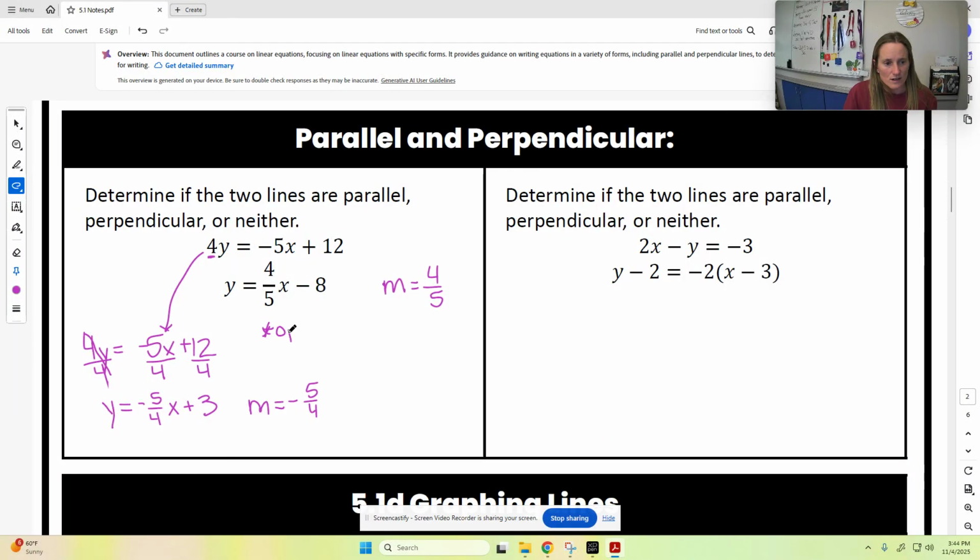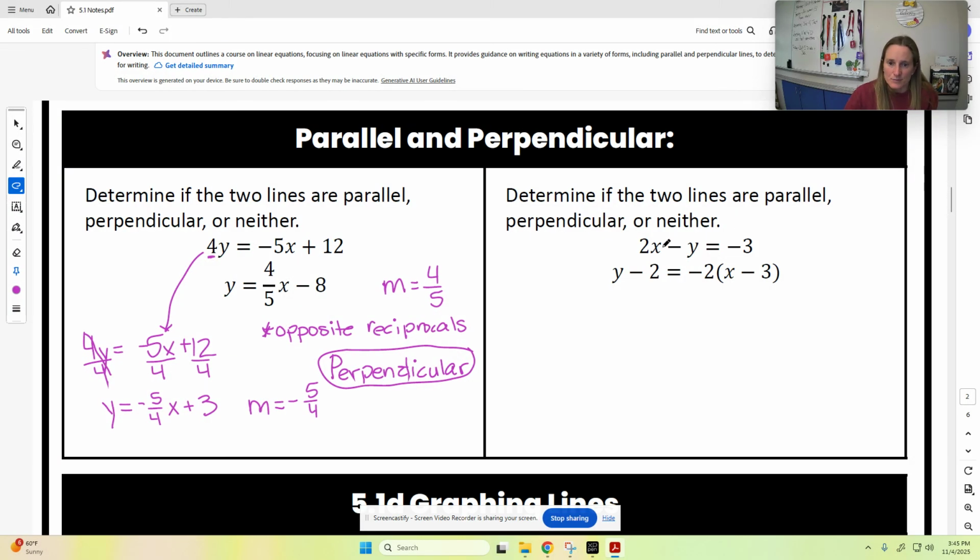So these are opposite reciprocals. And I'm writing this in your notes. You would not have to write that on a worksheet. What you really need to do on the worksheet is make sure you tell me which of these 3 categories they fall into, which in this case is perpendicular. So make sure you're writing the relationship between the 2 lines, because that's what the question is asking. Determine if the 2 lines are parallel, perpendicular, or neither. So this part right here is the answer.